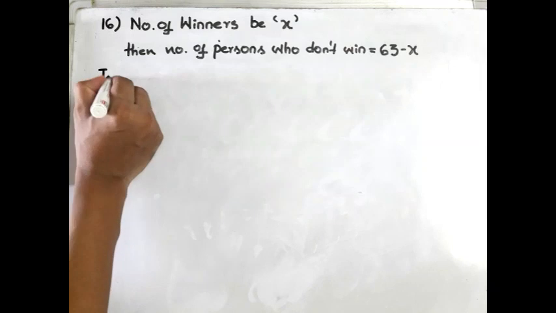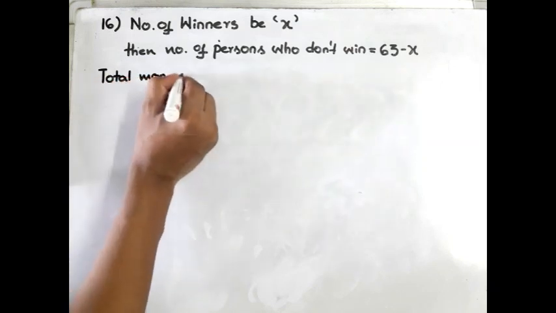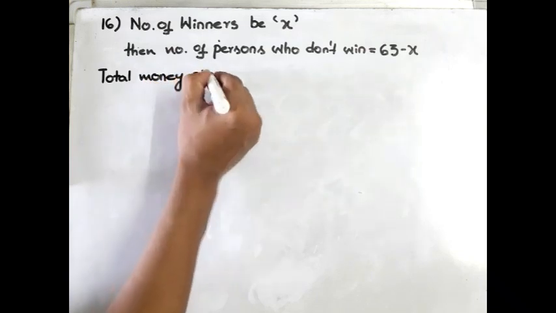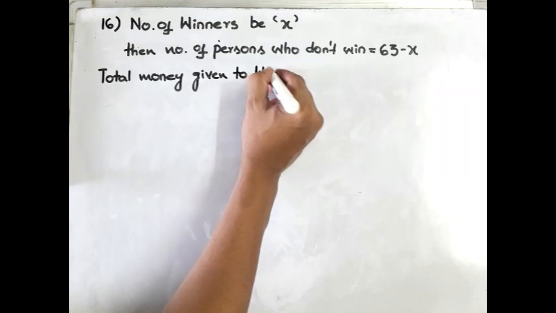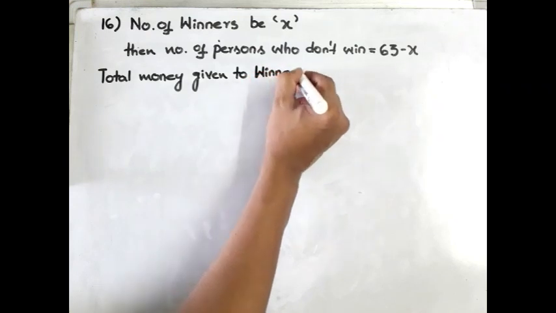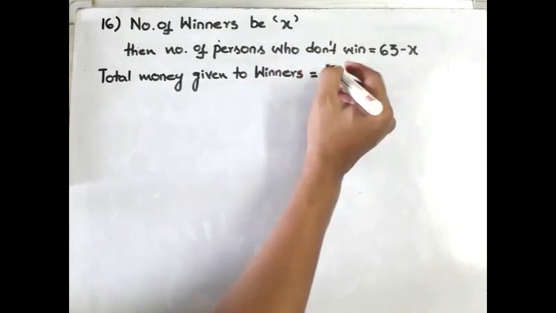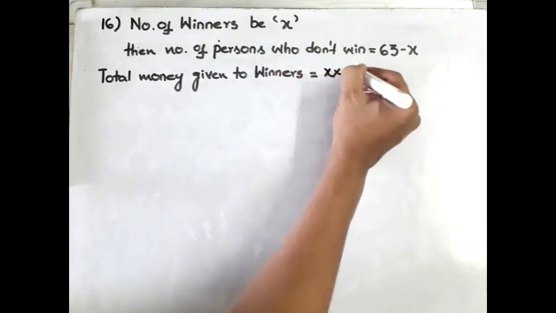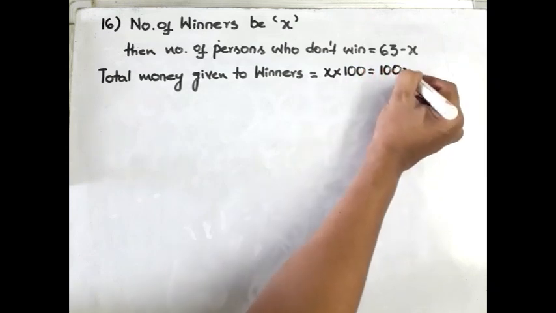Total money given to winners is equal to, number of winners is x and for each person they gave 100 rupees. That is equal to 100x.